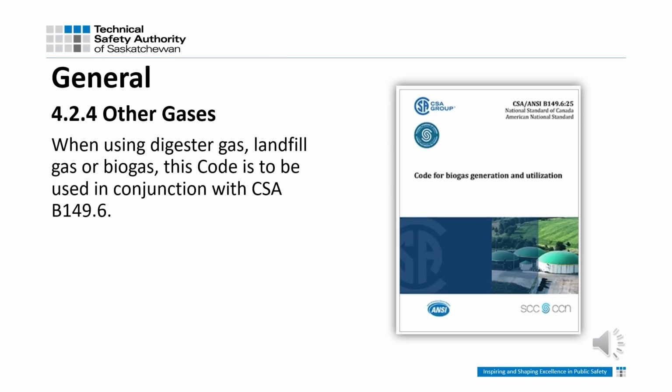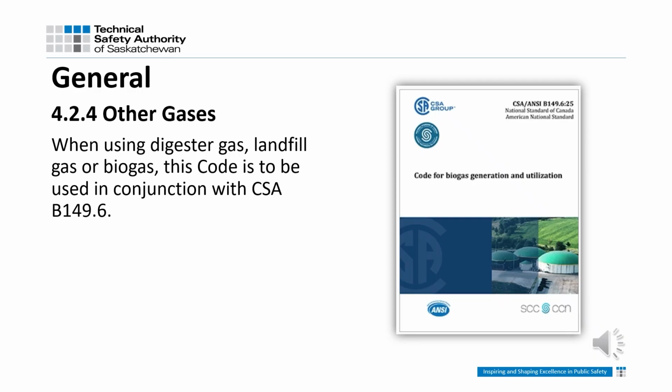4.2.4 Other Gas. CSA B149.6 addresses the installation requirements for digester gas, landfill gas, and biogas. However, in some jurisdictions, this code is not adopted or enforced, which creates challenges for the installers, users, and approvers. Referencing this in the CSA B149.1 addresses these gases requirements, which helps clarify the requirements under CSA B149.1.